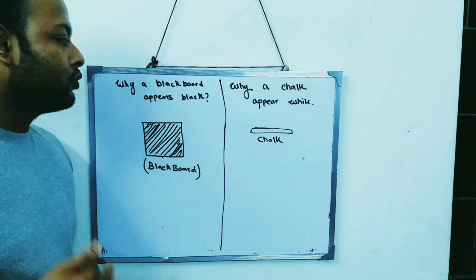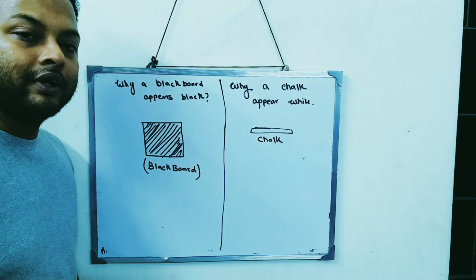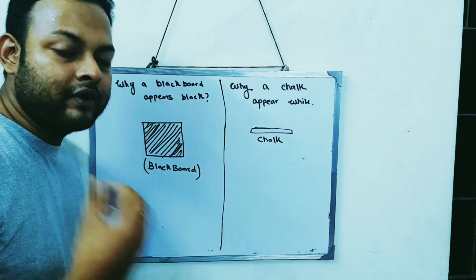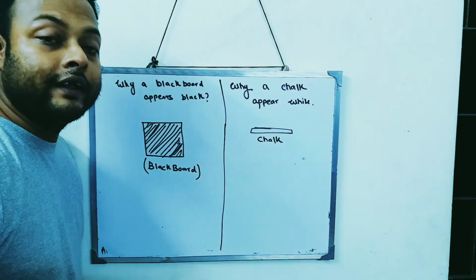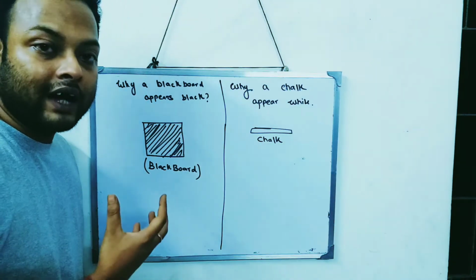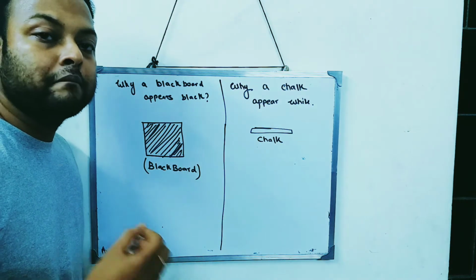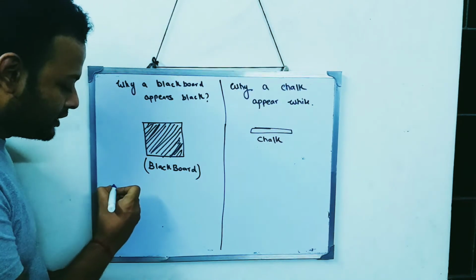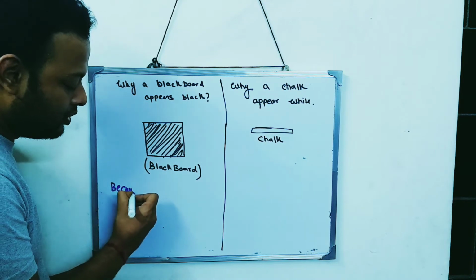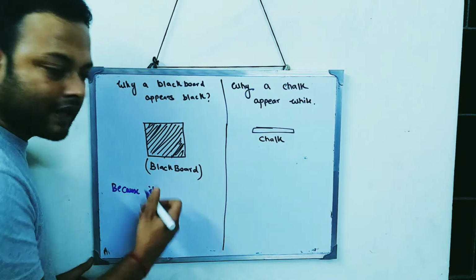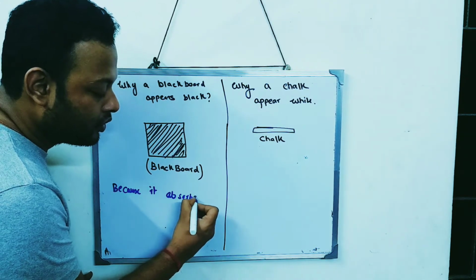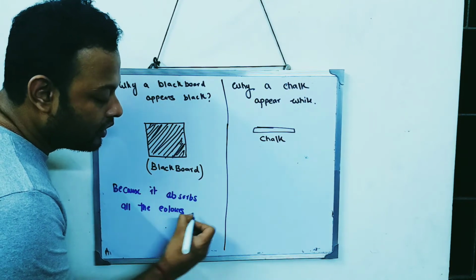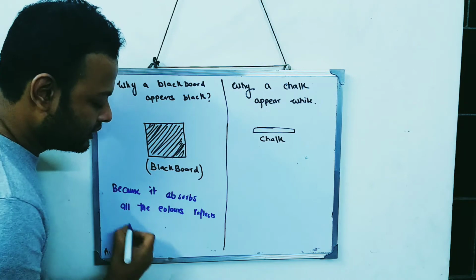Now see this question. Why does a blackboard appear black and a chalk appear white? Anything which absorbs every color which is incident on it will appear black. So a blackboard appears black because it absorbs all the colors which are incident on its surface.